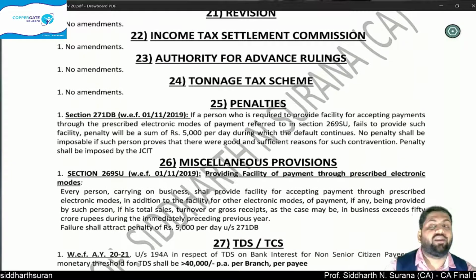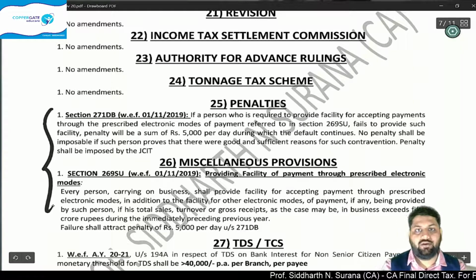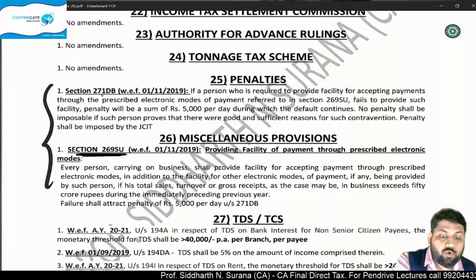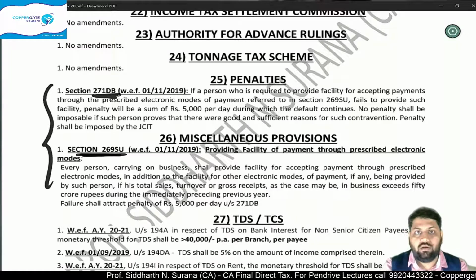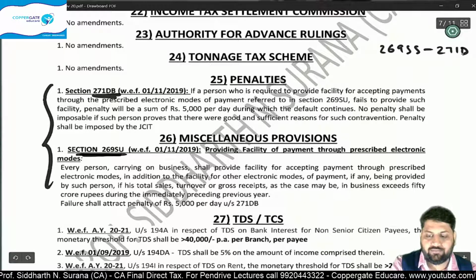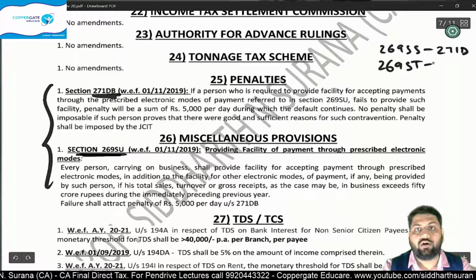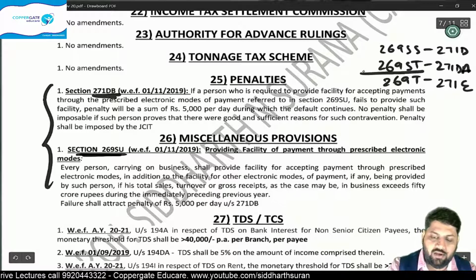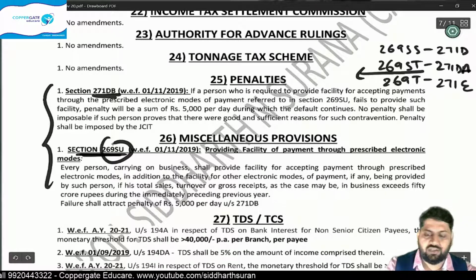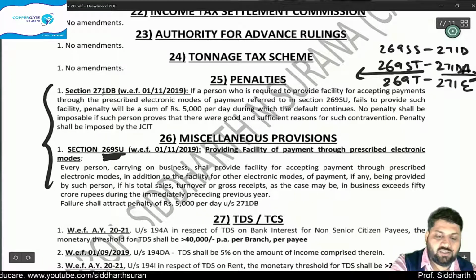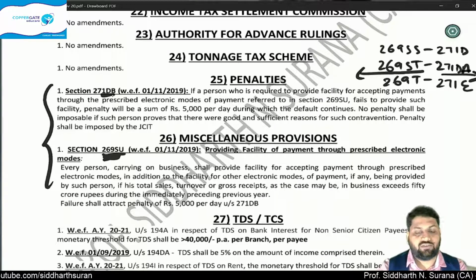The amendment has taken place in penalties and miscellaneous provisions, and these are not two amendments, they are one amendment only. A new section 269SU has been introduced in the Act, and if you don't comply with that, you have a penalty under 271DB. So we already have 269SS, non-compliance will attract penalty under 271D. We already have 269ST, not allowed to accept cash of 2 lakh or more, for which we have penalty in 271DA. We already have 269T, for which we have penalty under 271E, and now in between these two sections, we are introducing a new section 269SU and a penalty section between these two, that is 271DB. So the rule is given in 269SU and the failure will attract penalty in 271DB.